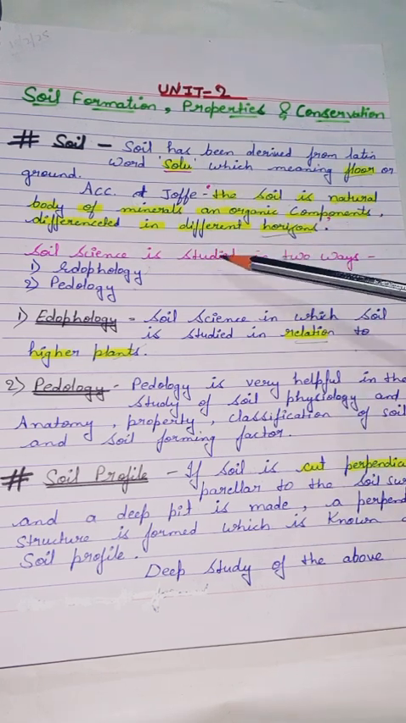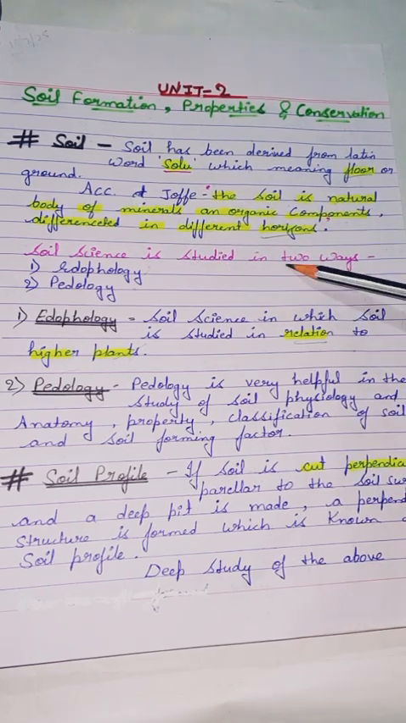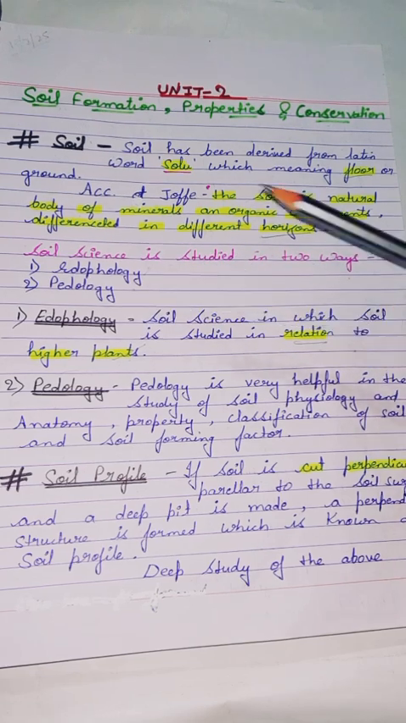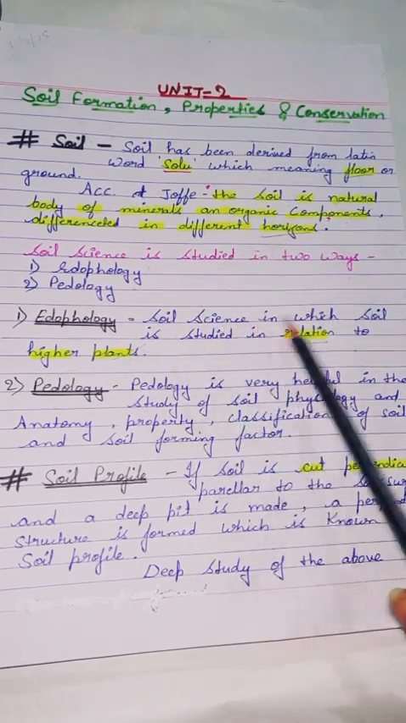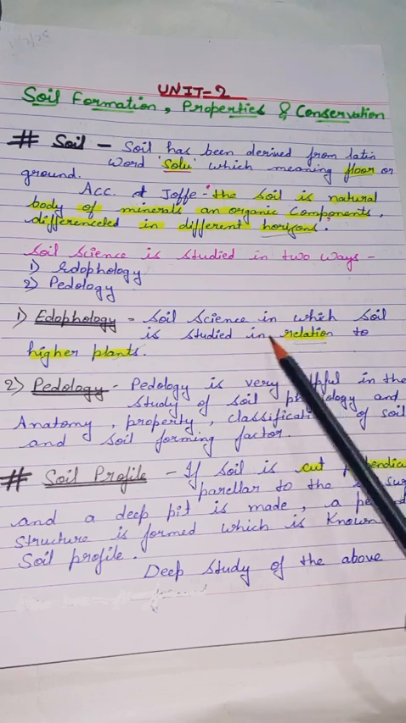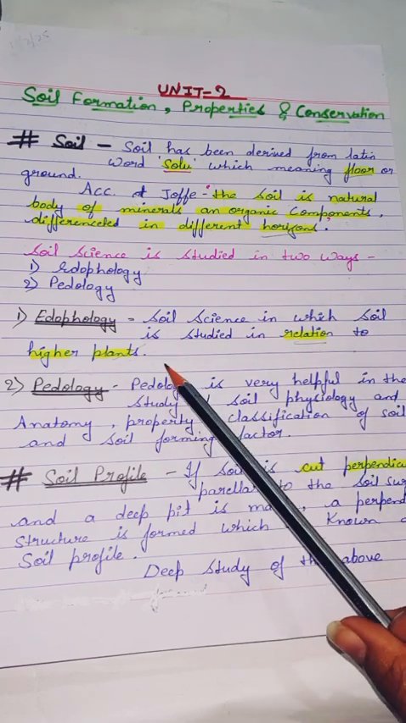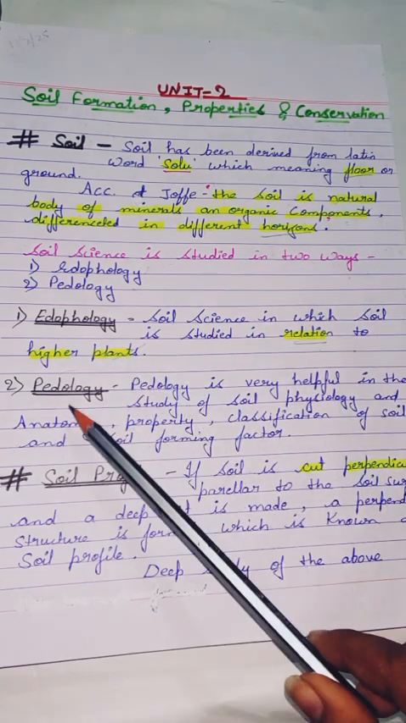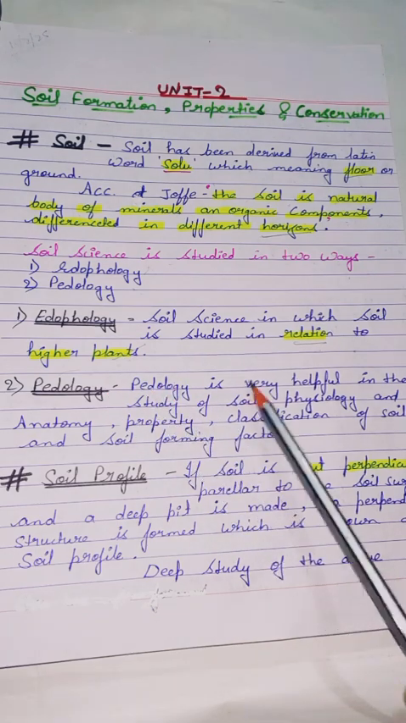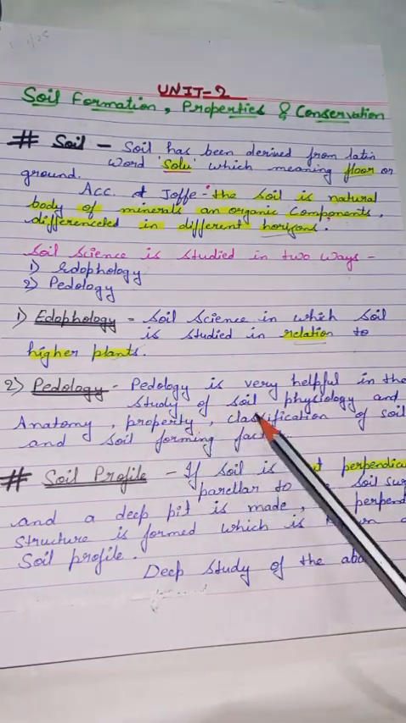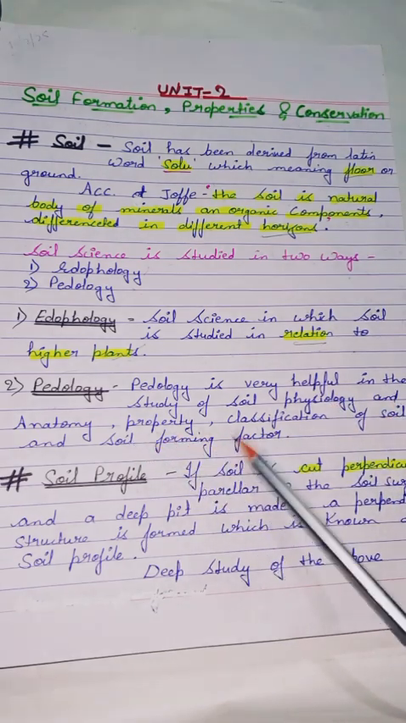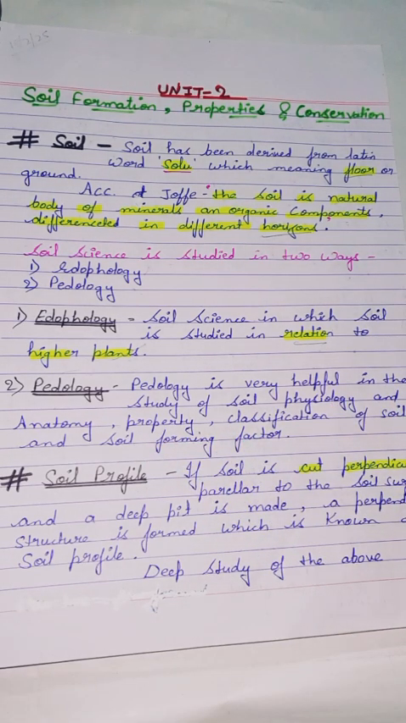Soil science is studied in two ways: edaphology and pedology. We discuss one by one. What is edaphology? The soil science in which soil is studied in relation to higher plants is called edaphology. Next one is pedology. Pedology is very helpful in the study of soil physiology and anatomy, properties, classification of soil and soil formation factors. This is all about soil science studies.